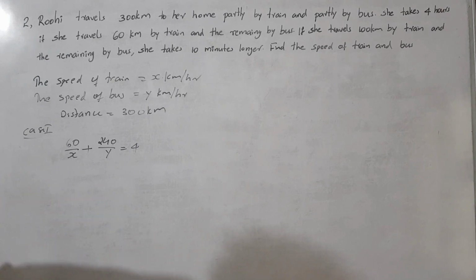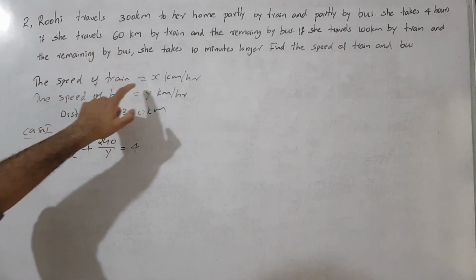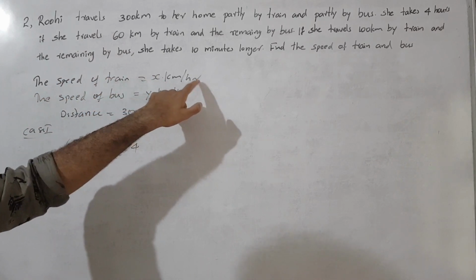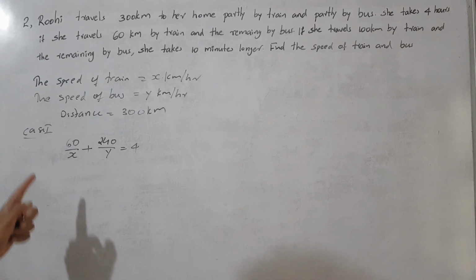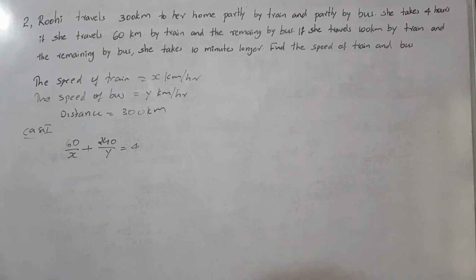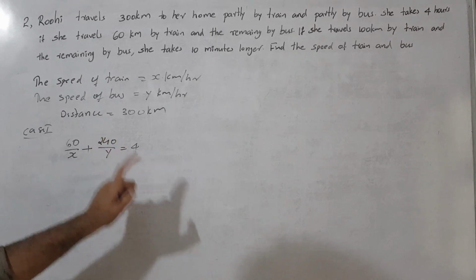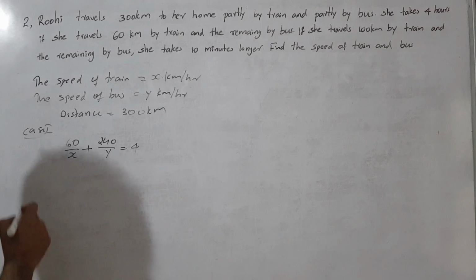So we know how much distance is covered by train, that is 60 kilometer. What is the speed of train? That is x kilometer per hour. So the time taken to cover by train is equal to distance by speed, 60 by x, and this plus 240 by y is equal to 4. Okay, the next case 2.